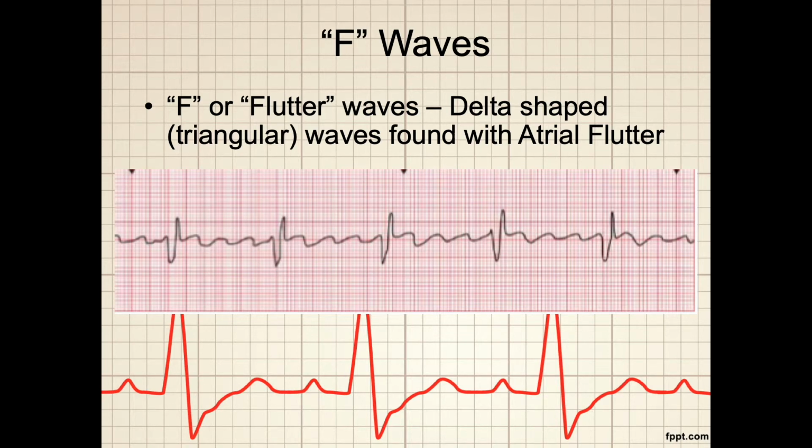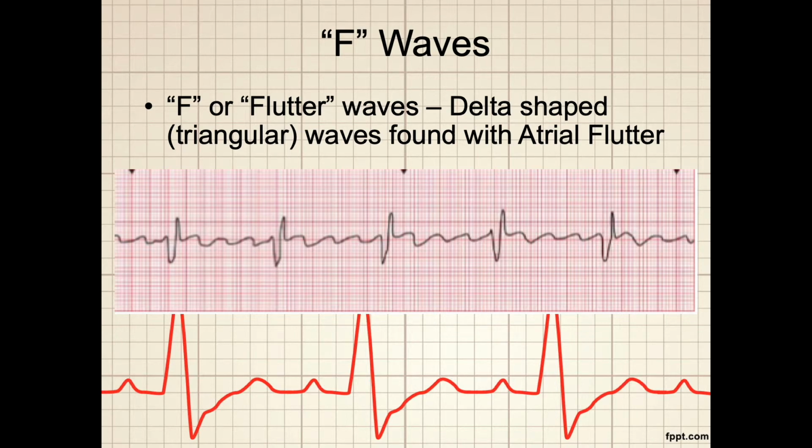And here we have an example of atrial flutter. Notice that there are 3 triangle-shaped waves for every larger QRS complex. We would say, therefore, that in this case, we had atrial flutter in a 3-to-1 ratio.